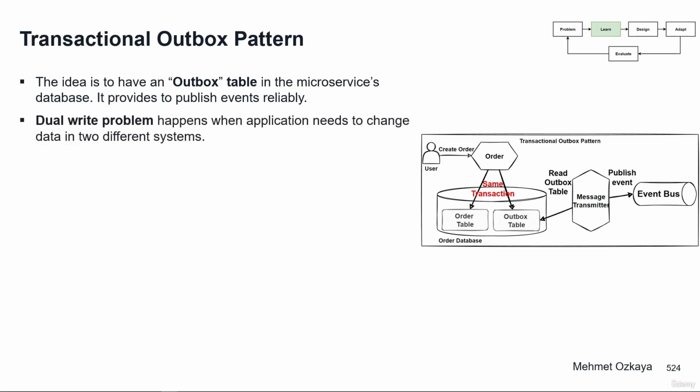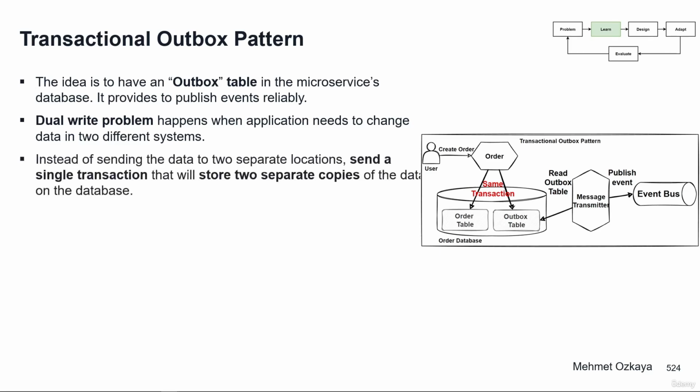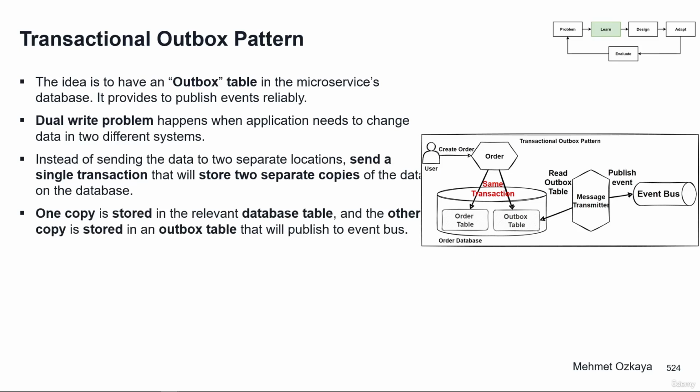We saw the dual write problem in the last video, which happens when an application needs to change data in two different systems. So with the transactional outbox pattern, instead of sending the data to separate locations, we send a single transaction that will store two separate copies of the data in the database. One copy is stored in the relevant database table, and the other copy is stored in an outbox table that will update the other microservices over the event bus.